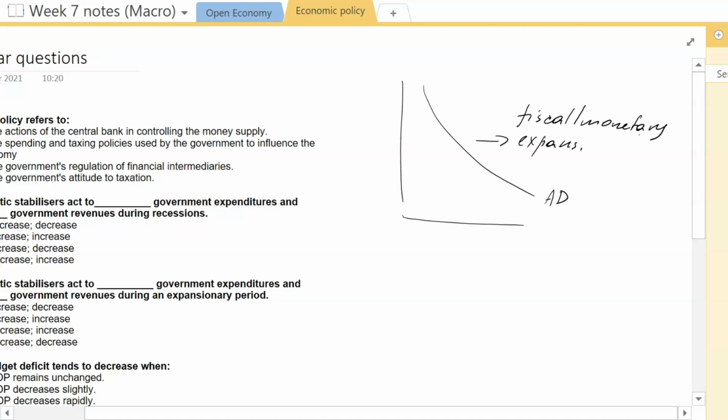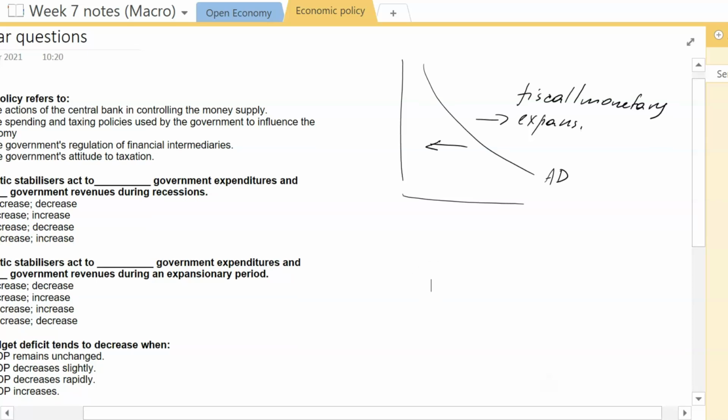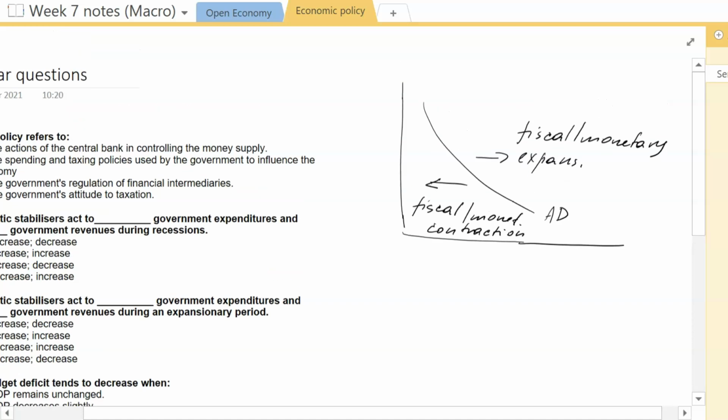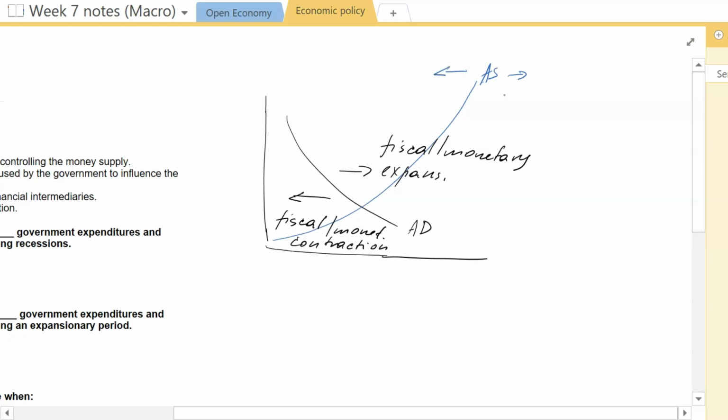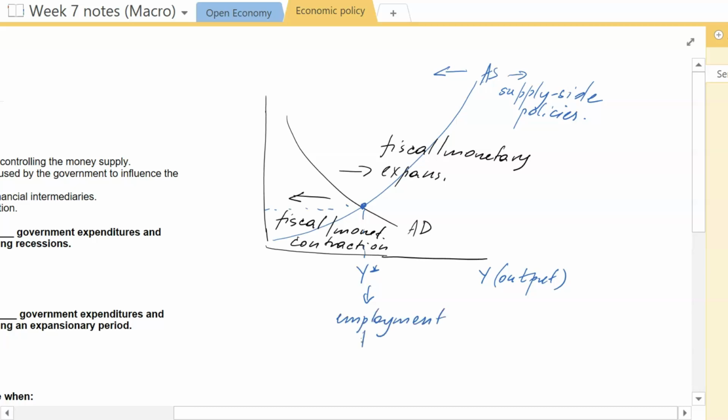So, for example, the aggregate demand curve can shift due to expansionary policy, fiscal or monetary expansion. It might shift to the right. It might shift to the left due to contractionary policy, fiscal or monetary contractionary policy, right? The aggregate supply curve will shift to the right or to the left due to supply side policies. And of course, the interaction between these two curves and the combination of different policies will determine the equilibrium in the economy, and the equilibrium will establish the national output level and therefore it will also determine employment and unemployment level.